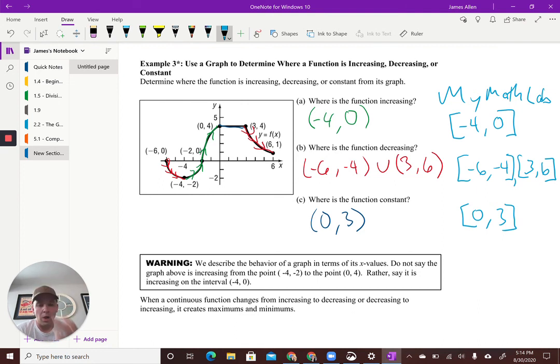Cool? So one last little note here. We're not going to get into it now, but when a continuous function changes from increasing to decreasing or decreasing to increasing, it creates maximum and minimum values. So like down here, we'd have ourselves a minimum, okay? And that's something that will be discussed later in our polynomials unit. But for now, we're going to leave it at this.